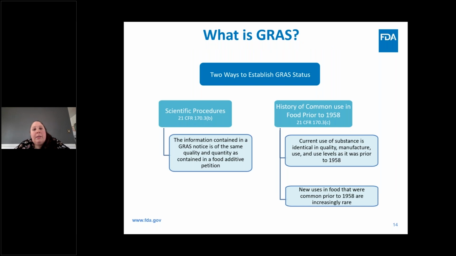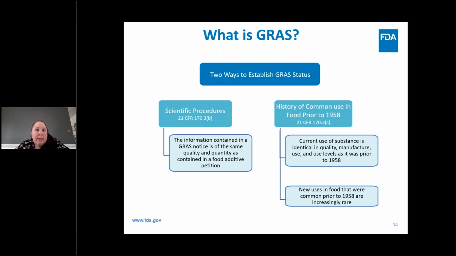So let's delve a little bit deeper into what GRAS is. In the provision, it stipulates that there are two different paths to achieve GRAS status. The first and much more common route is through scientific procedures. The company or notifier can establish GRAS status by referencing the available scientific literature and knowledge on their substance. Importantly, I would say that the quality and quantity of data is expected to be the same, whether you're submitting through GRAS or you're submitting through a food additive petition route.